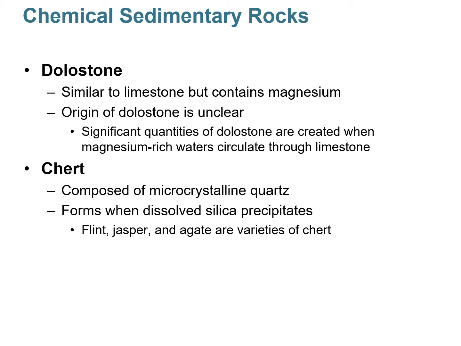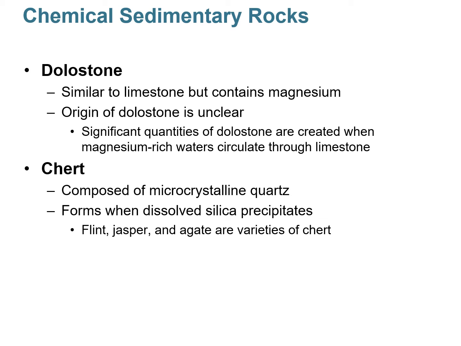Okay, other chemical sedimentary rocks are dolostone. It's very similar to limestone, but instead of calcium, it contains magnesium. The exact origin of dolostone is unclear. What scientists think occurs is that dolostone is created when magnesium-rich waters are circulating within a limestone, and it basically exchanges the calcium with magnesium.